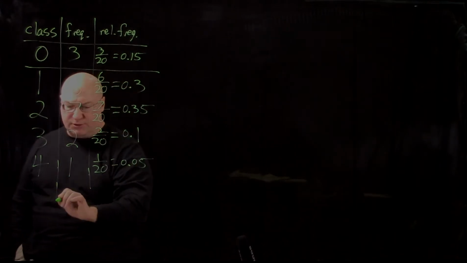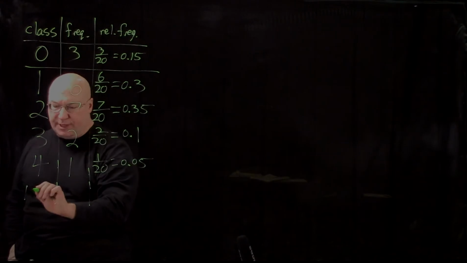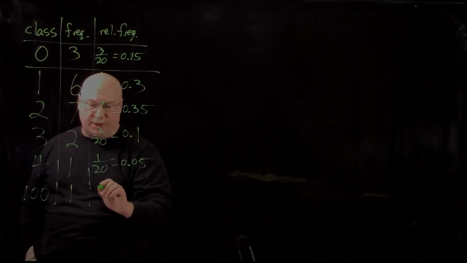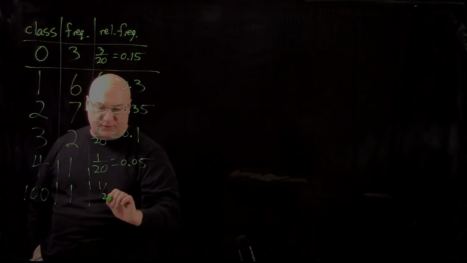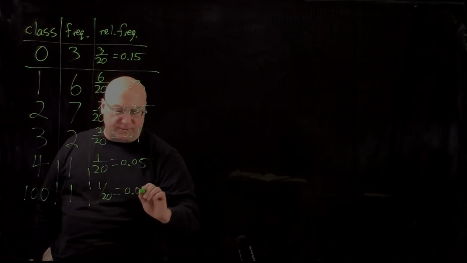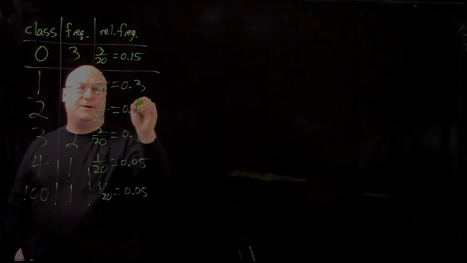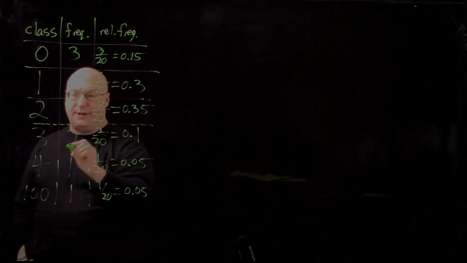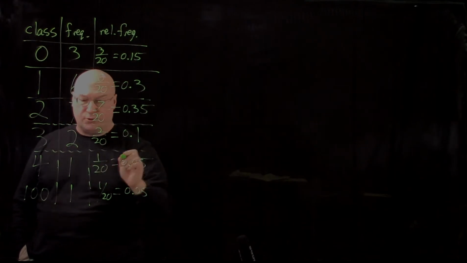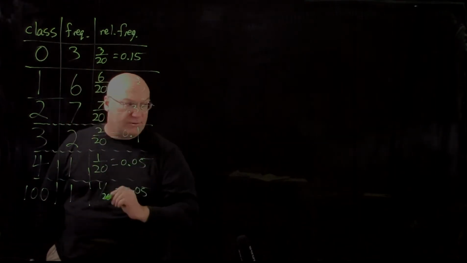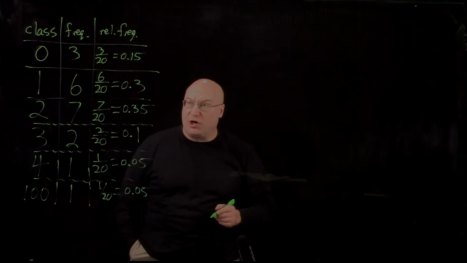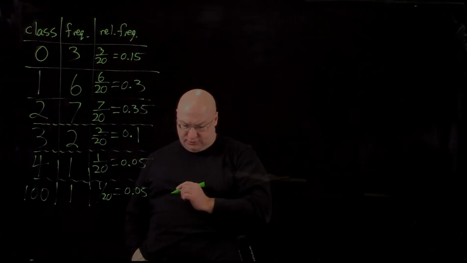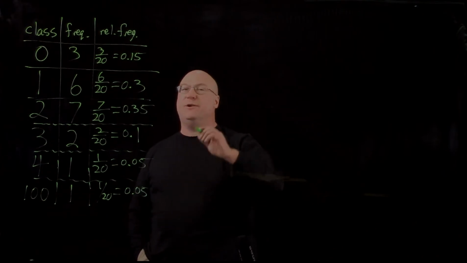And then there was someone who was tremendously popular who danced with 100. Just one person danced with 100. So that's 1 out of 20 with a relative frequency of 0.05. Okay, so there is my relative frequency chart. I think I called it a diagram. It's really a chart. And next, I guess, is the histogram, of course.